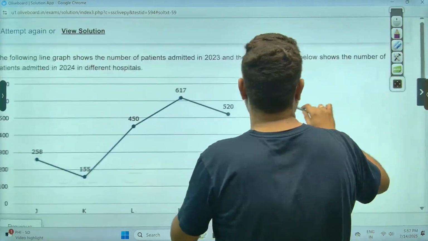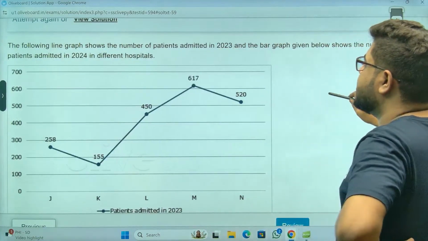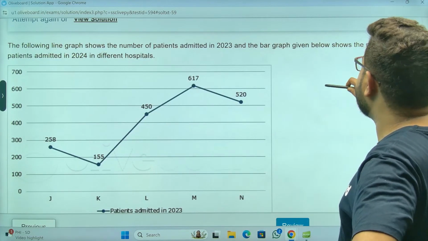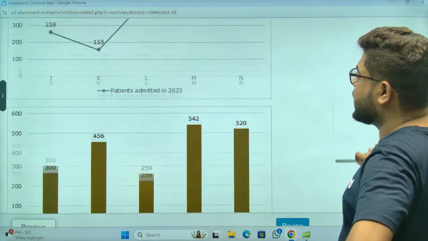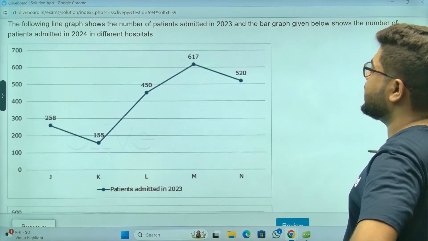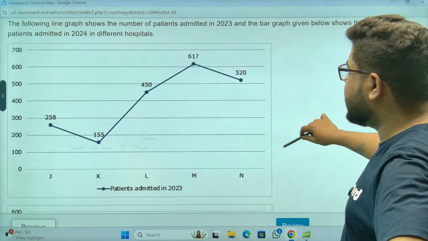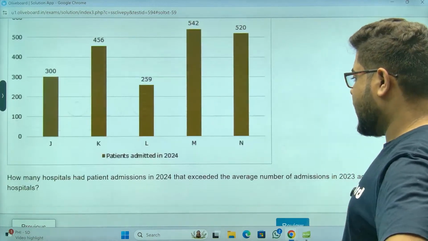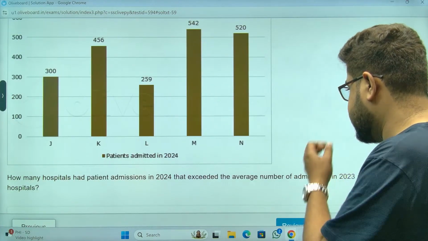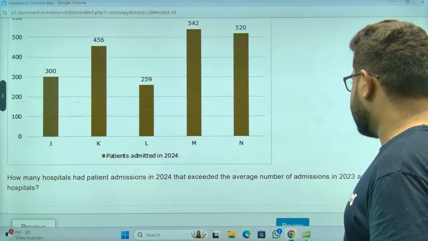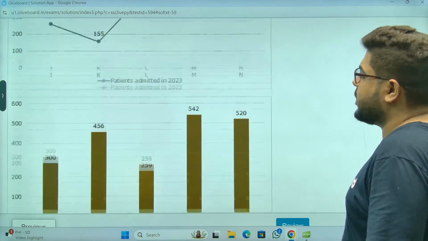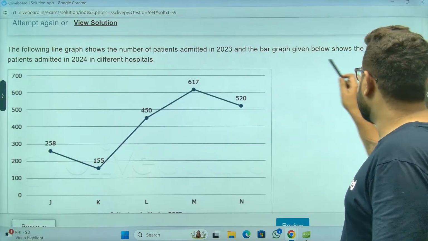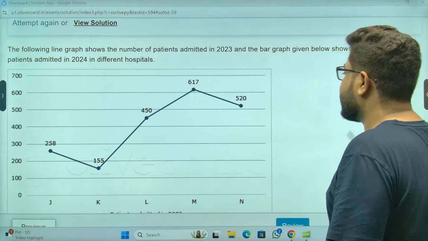What is this, sir? It shows the number of patients admitted in 2023. Okay. And the bar graph. Okay, there are two graphs. So 2023 data, 2024 data. What is the question? How many hospitals had patients in 2024 that exceeded the average number of admissions in 2023 of all hospitals? So you need to figure out the average from here. Then it's a one-line job.